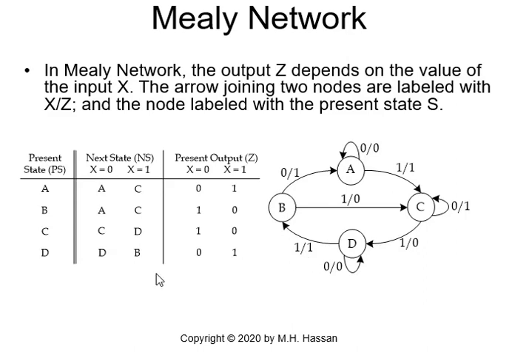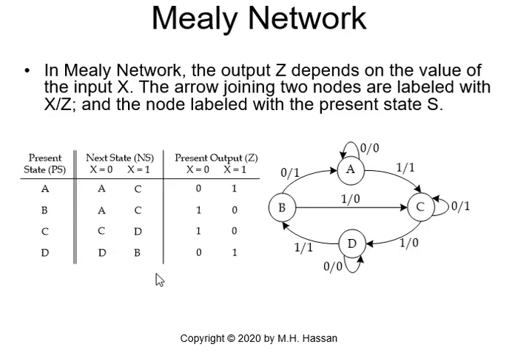And by this, we were able to draw the state graph of the Mealy network. Again, in a Mealy network the number of nodes is equal to the number of states. Each node will have the present state. Each arrow will have x/z, which is the value of the input slash the value of the output, because the output is input dependent, it depends on the value of the input x.